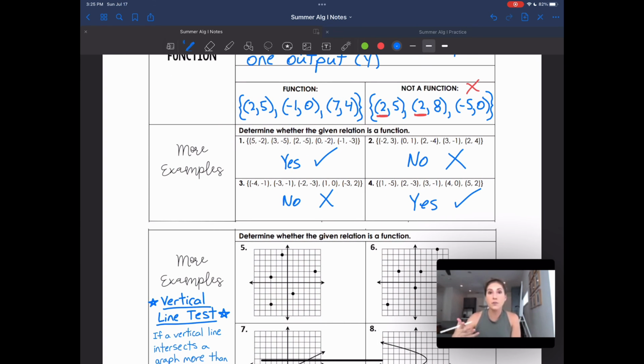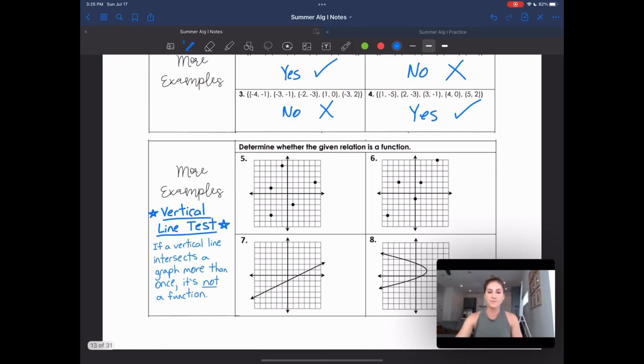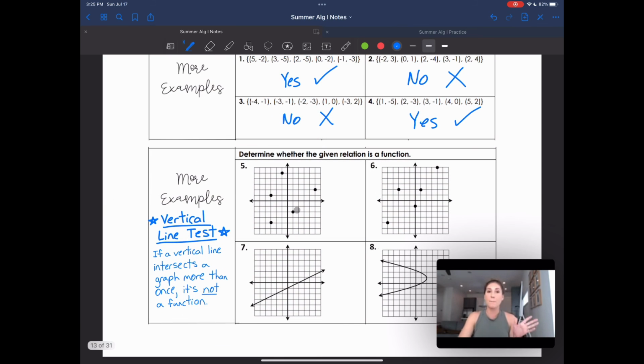All right, so that's how you look at it if it's just coordinates. Here's a little bonus part right here. This could be a little bit more challenging. Now it says determine whether the given relation is a function, but they give you a bunch of graphs. So you could write out all the coordinates and then figure it out from there, but I'm going to show you a little trick method that you guys will definitely talk about in class. And I want you to pause the video and write this off to the side.